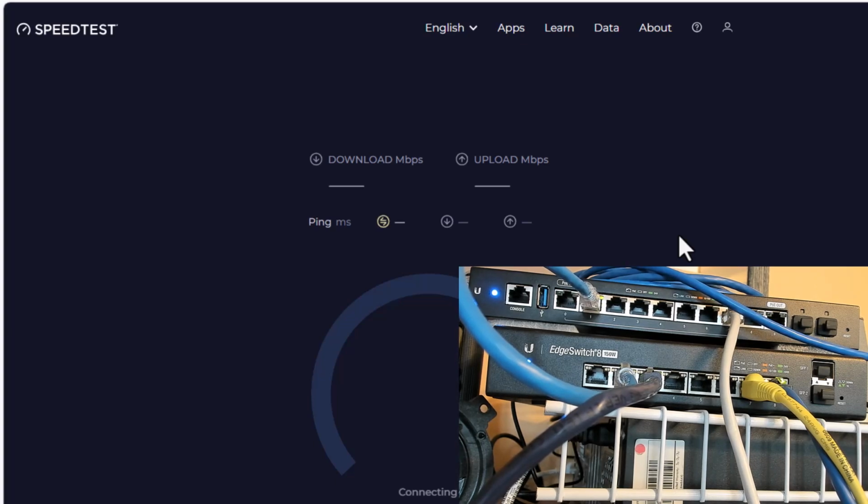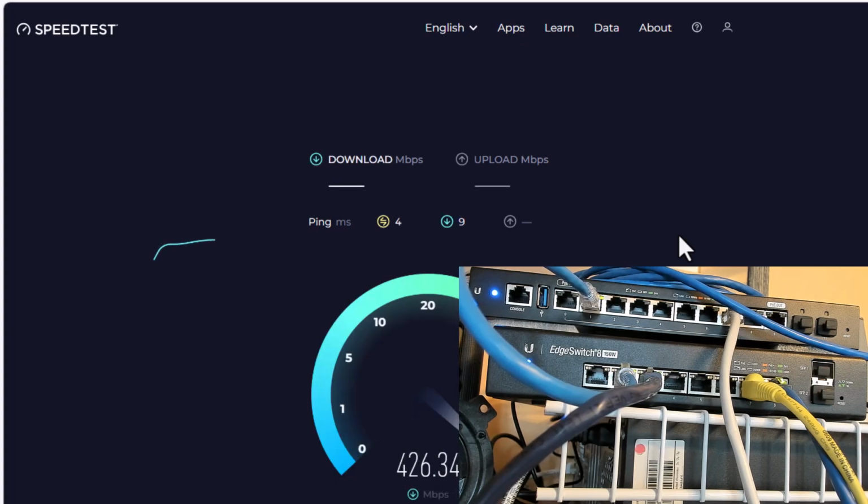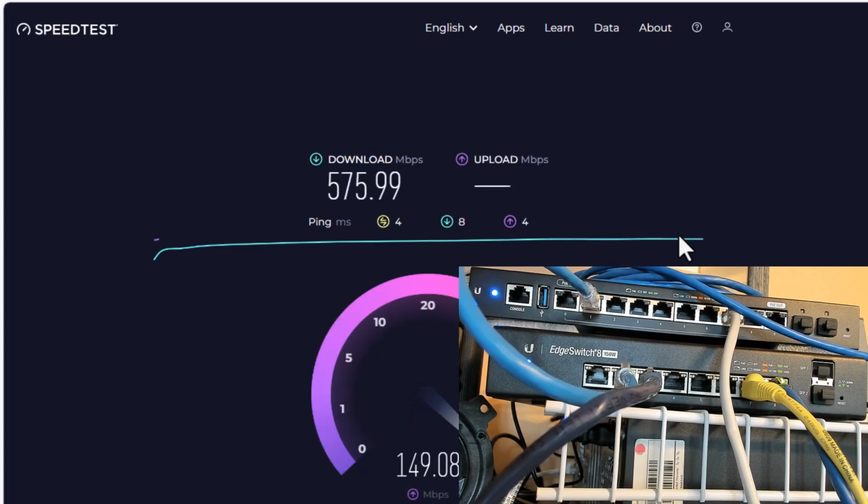So keep in mind, just because you get gig doesn't mean you're going to actually get exactly gig on your throughput. This is dependent on the actual computer, the network, the load, the routers, all that kind of stuff. I know in this lab with this router, with this specific configuration, I'm always going to average about 500 and change. I know that, right?